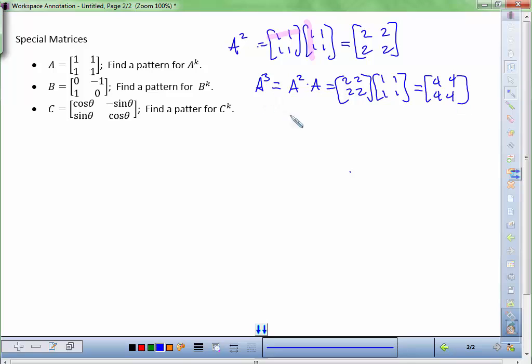Let's do it one more time just to make sure that we can find the pattern. A to the fourth is A cubed times A. So that's 4, 4, 4, 4 times 1, 1, 1, 1. And that is going to be what? 8, 8, 8, 8. So, do we see a pattern?